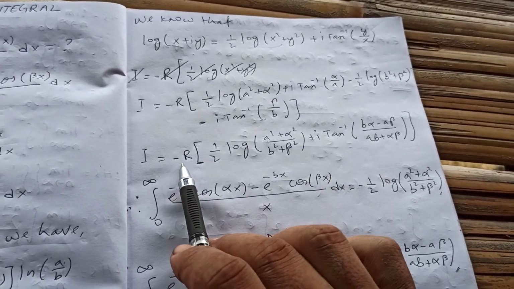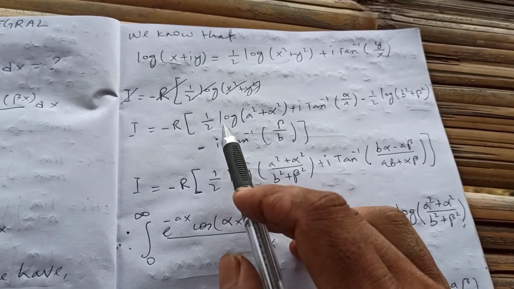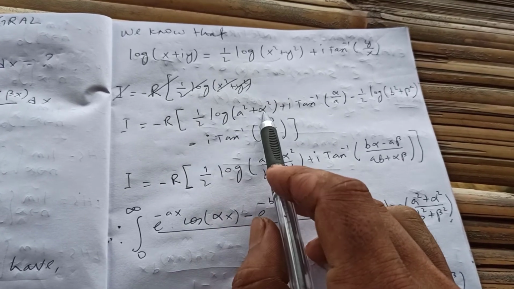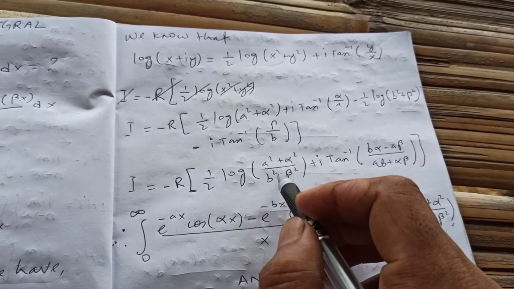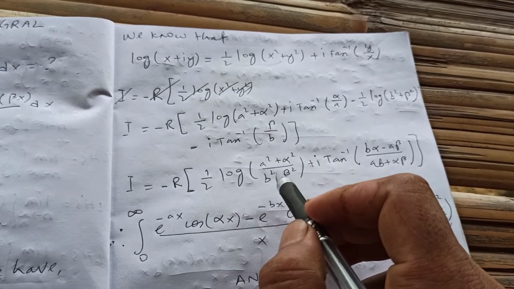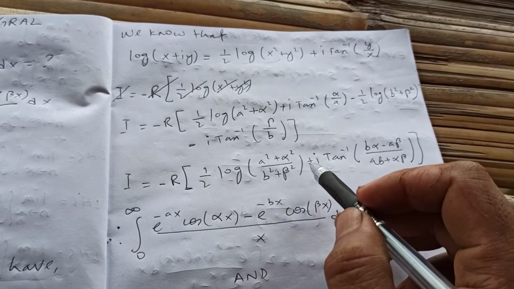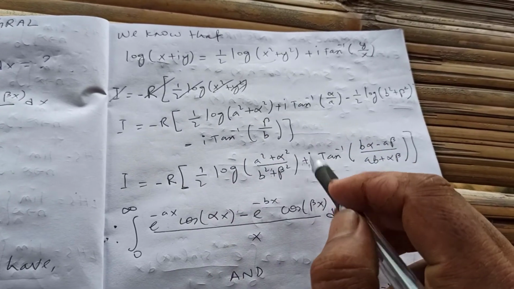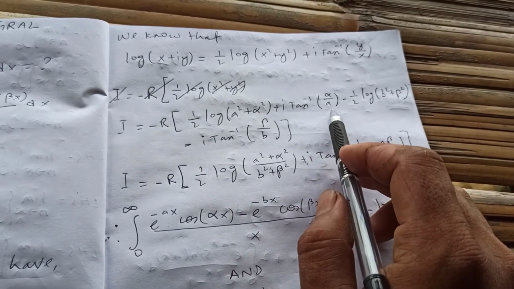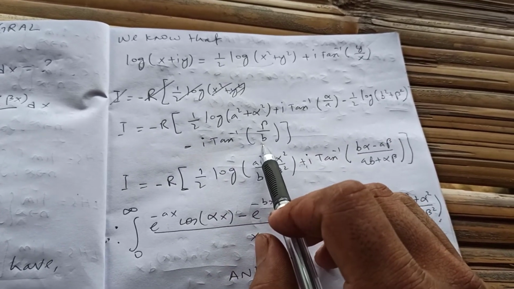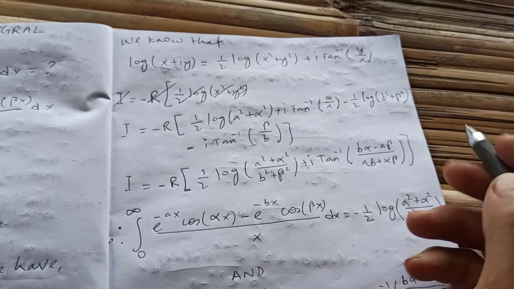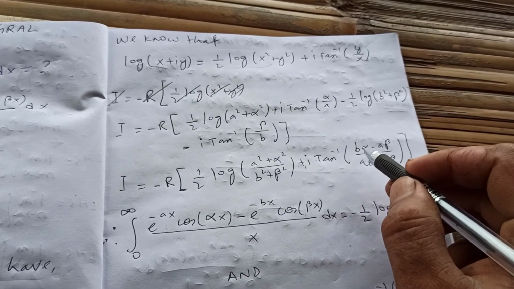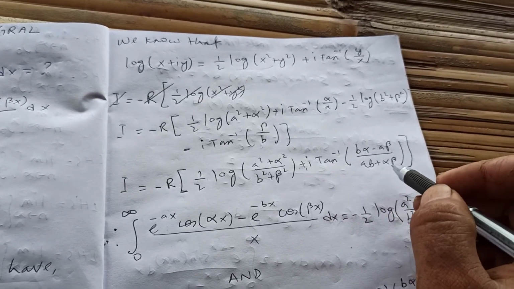Therefore I is negative real part times these two. If you see this log and this log, 1/2 is common, and log of this minus log of this is log of a/b, so it is log of (a² + α²) / (b² + β²), plus the imaginary part i times tan^(-1)(α/a) minus tan^(-1)(β/b). If you use the formula for tan^(-1) x minus tan^(-1) y, you will get tan^(-1) of (bα - aβ) / (ab + αβ).